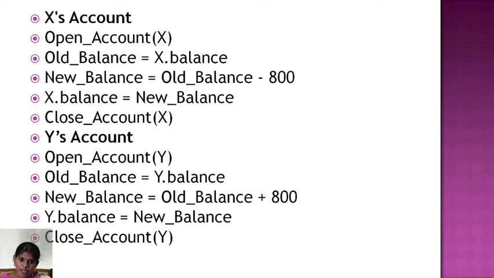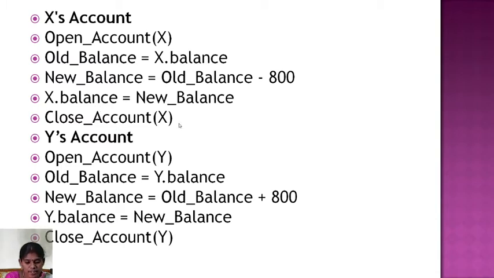So for example, X account and Y account. There are two account holders. The first operation is to open the account, and the old balance is the X balance. So the data of X is stored in the X balance. For the new balance, I have to deduct the value 800 from the old balance. So that is the new balance. Now I have to update this new balance to the old balance. After saving the new balance, I have to close the account.